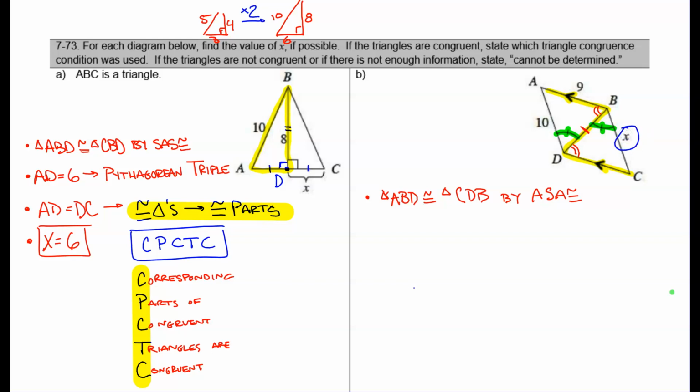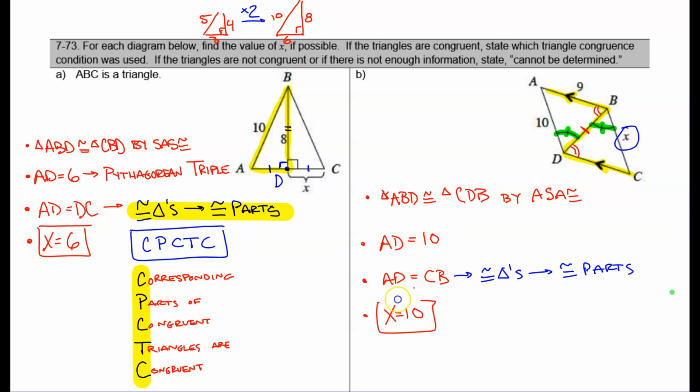Well, we were given in the original figure that AD was equal to 10 units. And I know that AD is going to be equal to CB, and the reason for that is the thing we just talked about: congruent triangles have congruent corresponding parts. So that means x is 10. All right, we're cooking through this, folks. Let's now go on to part C.